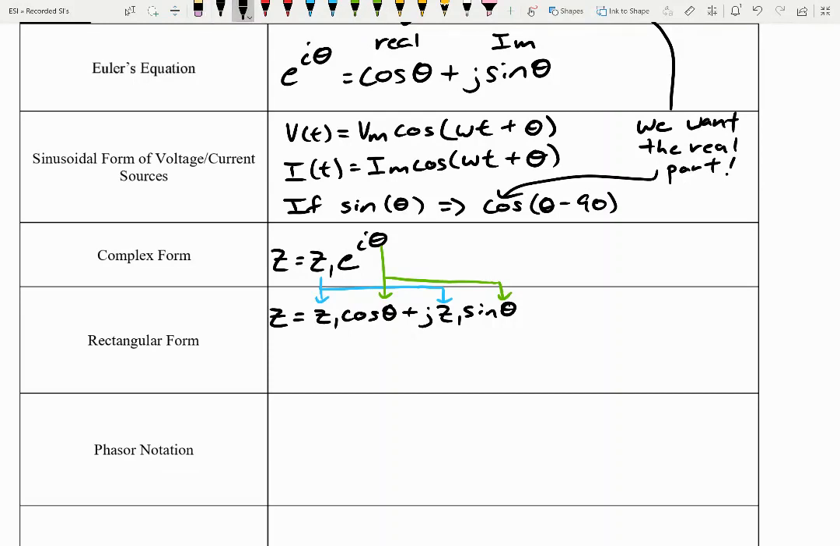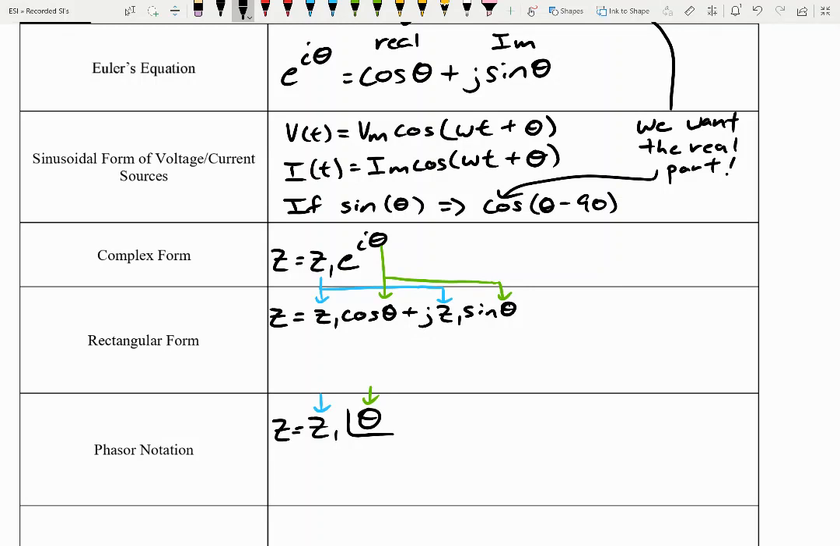Now let's look at phasor notation. Phasor notation is just z = z1 at angle θ. We pull the z1 value down and then pull that θ value in right there. So essentially the complex form and the phasor form are the easiest to transfer back and forth between.